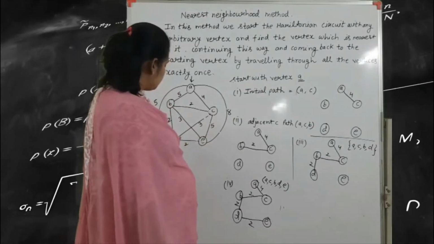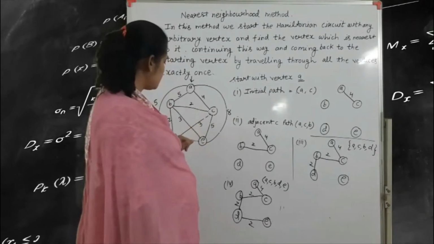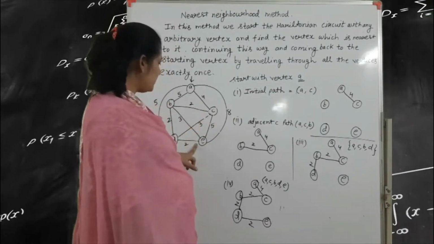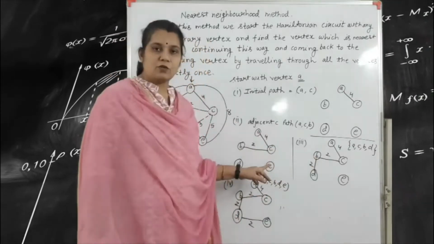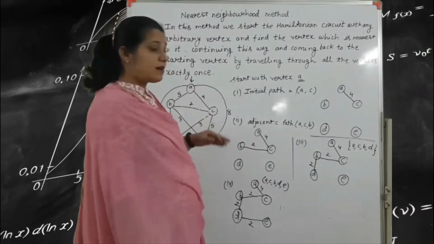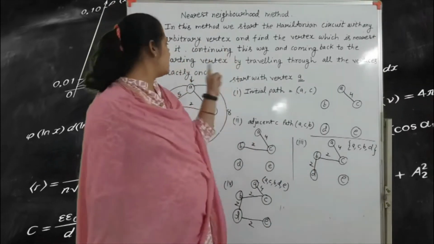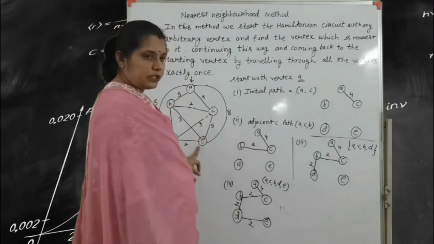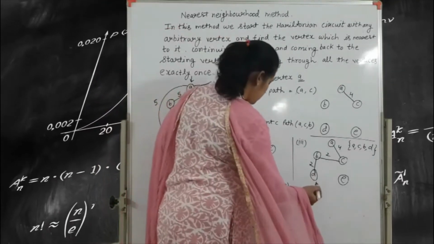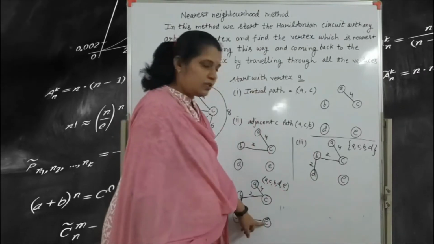So here we can use D to C or D to E. If we use D to C, then the E vertex is left alone. Since each vertex is used exactly one time, obviously we move D to E. So here we write the D to E edge.